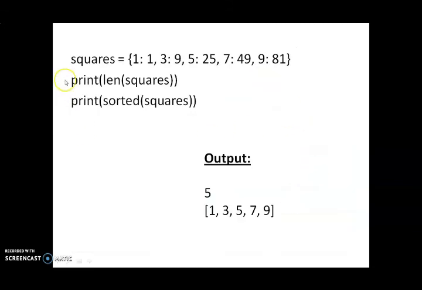You can see here I have used two functions, length and sorted. Squares is the name of my dictionary, where I have used 1 is to 1, 3 is to 9, 5 is to 25, 7 is to 49 and 9 is to 81. So this is the key-value pairs I am having. Now I am printing the length of the dictionary. So length of squares will give 5: 1, 2, 3, 4 and 5. So my length is 5. It represents how many key-value pairs I am having in the dictionary.